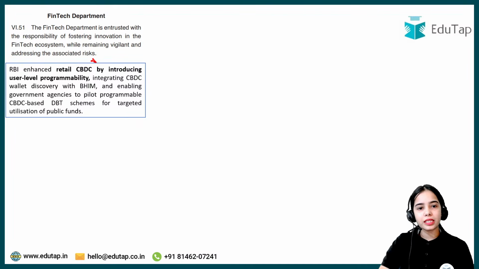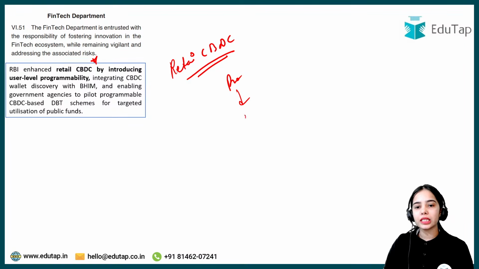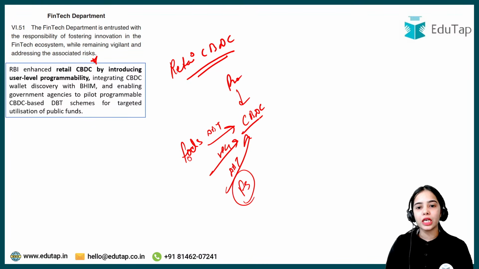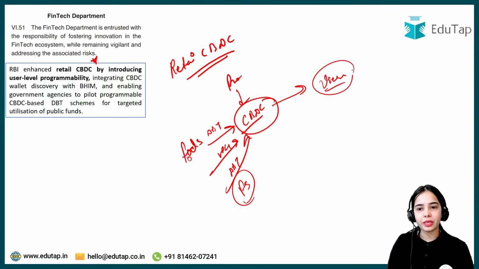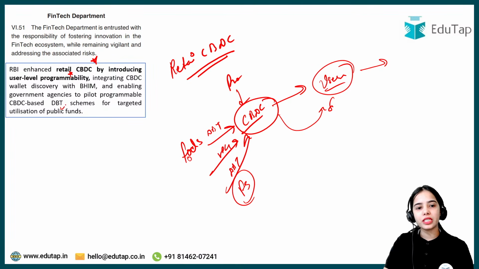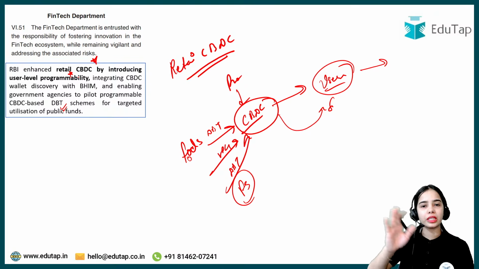RBI enhanced retail CBDC by introducing user level programmability. I hope you remember that in the retail central bank digital currency, there is a programmability feature. That means the CBDC, let's say it is provided for the food subsidy, or the government is providing the direct benefit transfer under LPG cylinders, or under the fertilizer subsidy through the CBDC. The users or subscribers using the CBDC can only use it for that particular case, for food, LPG or fertilizers. So that is user level programmability. This will help the direct benefit transfers for the money to flow in the right direction.